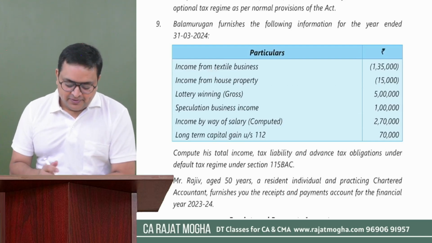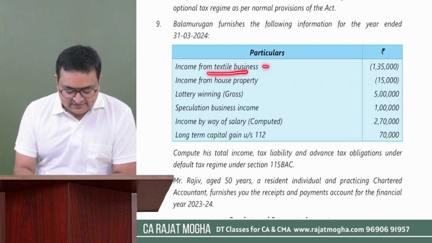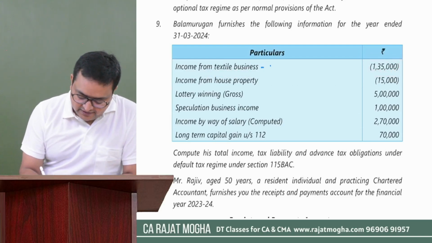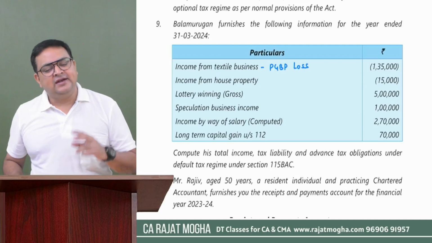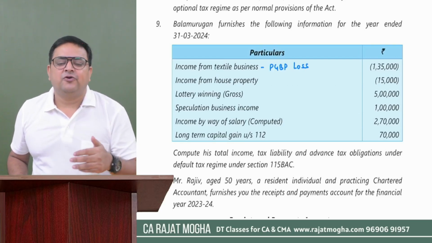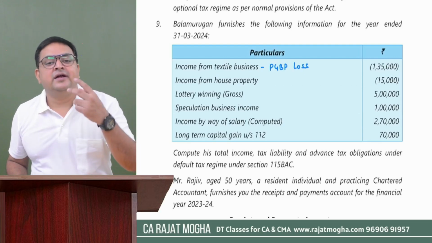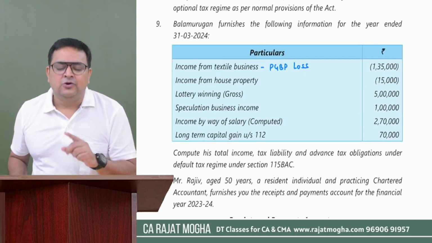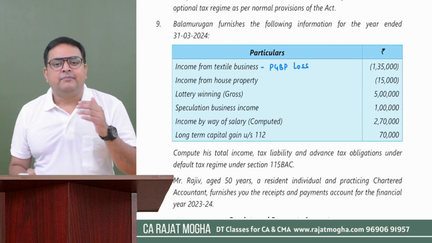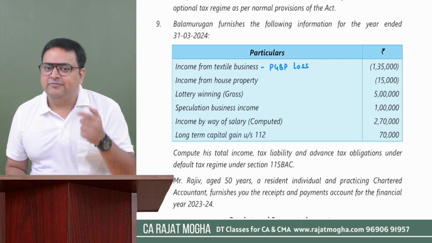Okay, let's start. So the assessee has income from textile business. This is PGBP income. In fact, it is a loss of 1,35,000. So it's a PGBP loss. Now please tell me, what do you know about PGBP loss? Can it be set off from other PGBP income? The answer is yes. It can be set off from other PGBP income and from other heads also, except salary. Of course, from casual income we cannot set off anything. But yes, from salary also you cannot set off PGBP loss.